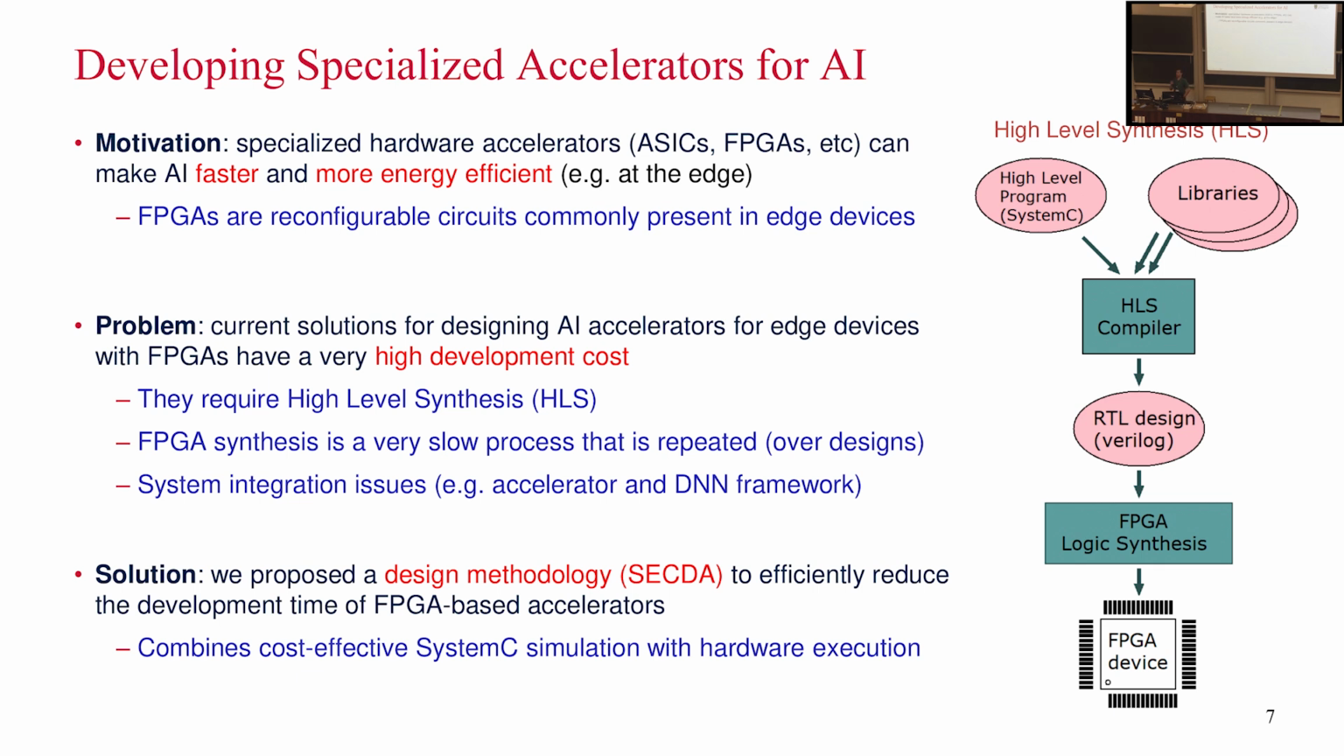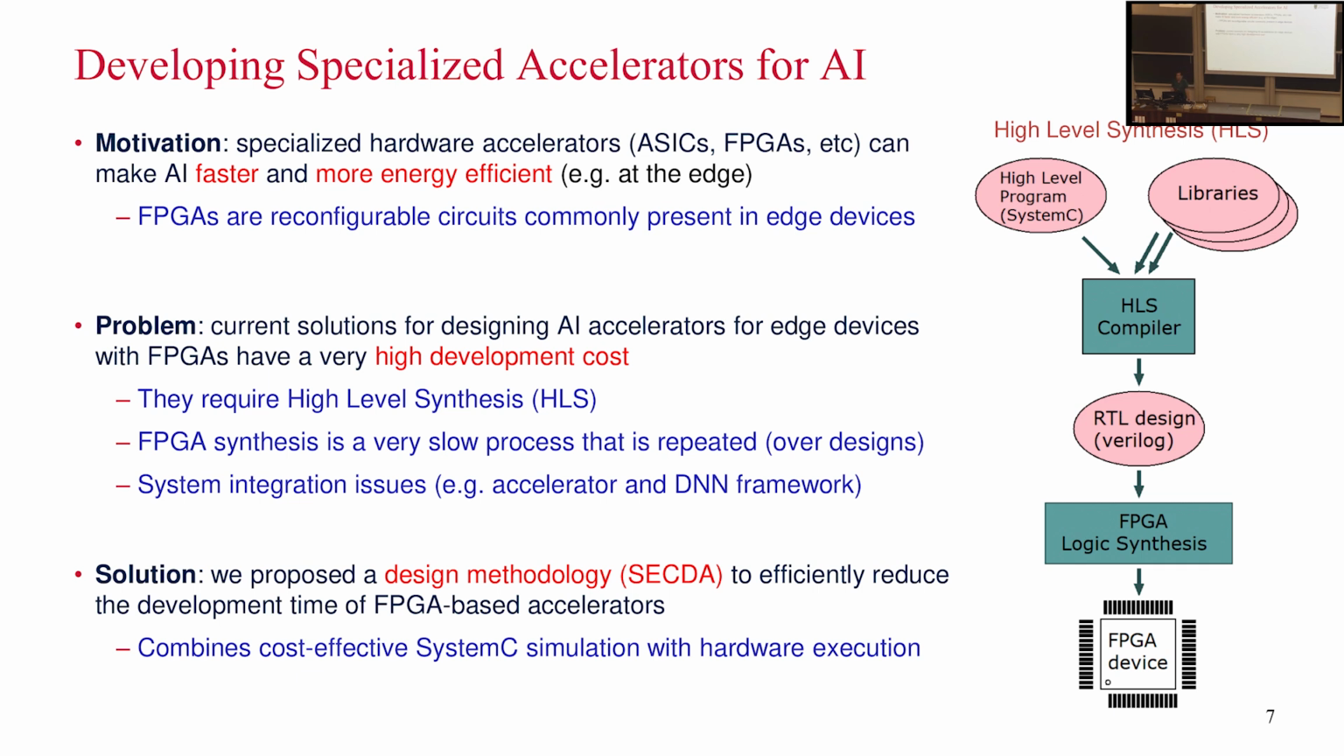Well, I think a lot has been said these days about that, but the main thing is that, as we know, specialized accelerators can make AI faster and more energy efficient. This is a very important point, especially on edge devices. It is also true that edge devices are more and more incorporating FPGAs, and as we have discussed a lot today, FPGAs are circuits that we can reconfigure to our needs.